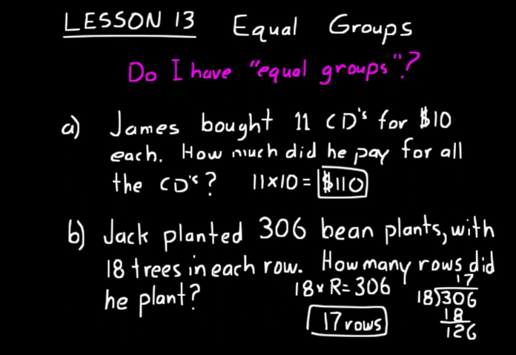17. We can always check our work by multiplying 18 by 17 again to see if that does give us 306, and that would. So on that problem, by asking ourselves, do I have equal groups in this problem, that helped us immediately know how to solve the problem and how to set up an equation. 18 times R for rows equals 306, and then we did division to figure out the number of rows.